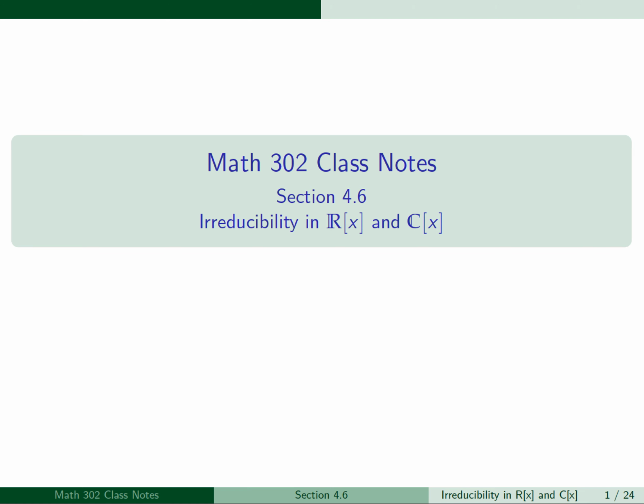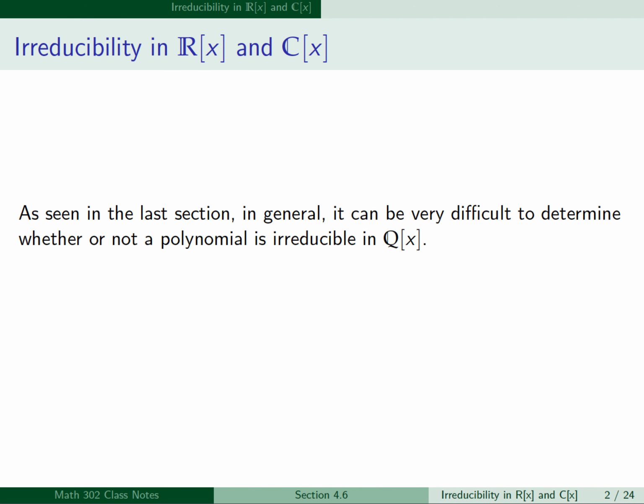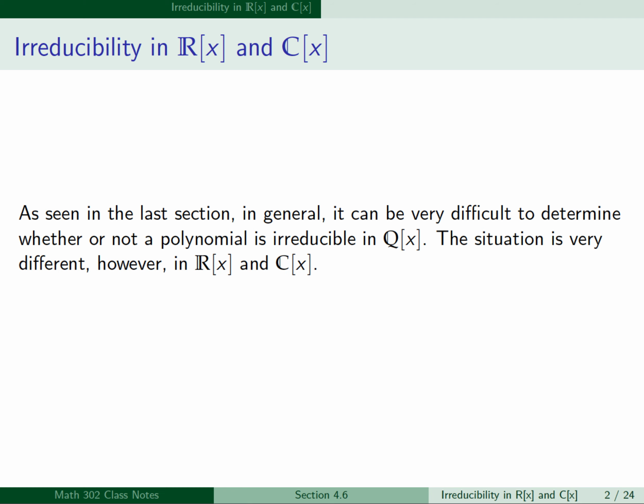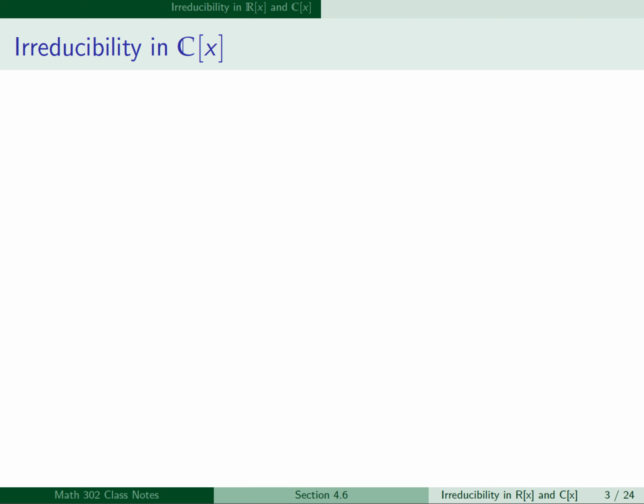This is the lecture for section 4.6, Irreducibility in R[x] and C[x]. As seen in the last section, in general, it can be very difficult to determine whether or not a polynomial is irreducible in Q[x]. The situation is very different, however, in R[x] and C[x]. In this section, we obtain complete characterizations of the irreducible polynomials in R[x] and in C[x].